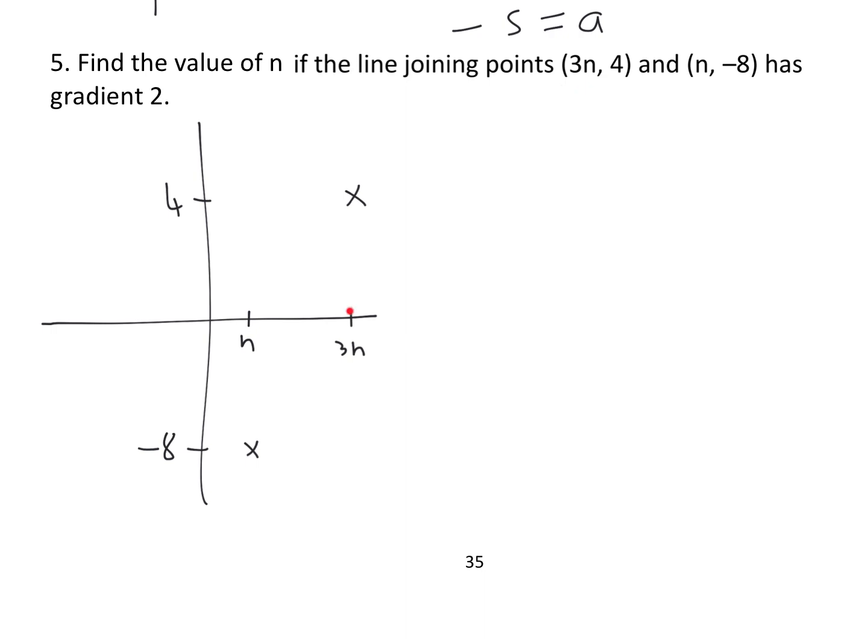(3n, 4) is 3n across, 4 up. And (n, -8) is n across and -8 down. The line joining those then looks like so. And I can draw two straight lines to give me a right angled triangle. The rise goes from -8 up to 4, which would be a distance of 12. And it runs across from n to 3n. That's a distance of 2n.